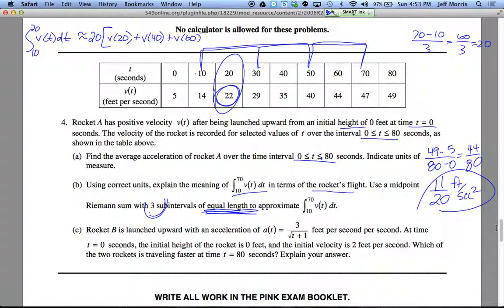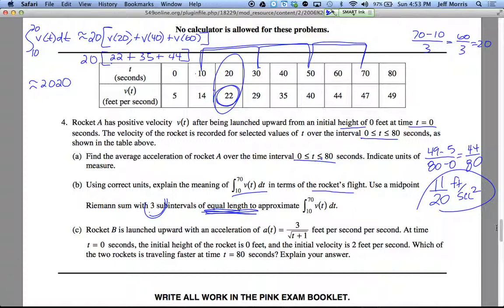Now, I think they're okay with you just putting in the value. So V of 20 is what? 22, plus V of 40 is what? 35, plus V of 60 is what? 44. This is non-calculator, so you're going to have to add this up. You can add those up pretty easy. 66 plus 35 is what? 101 times 20? 2020? Is that right? So this is approximately 2020.